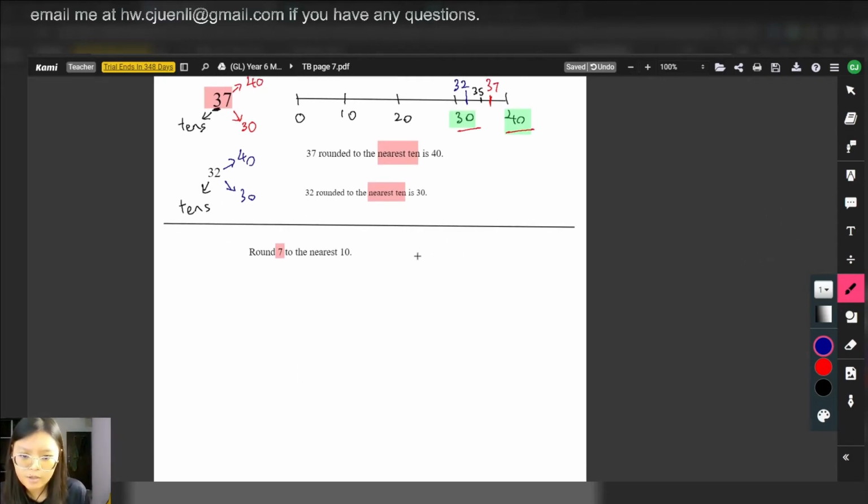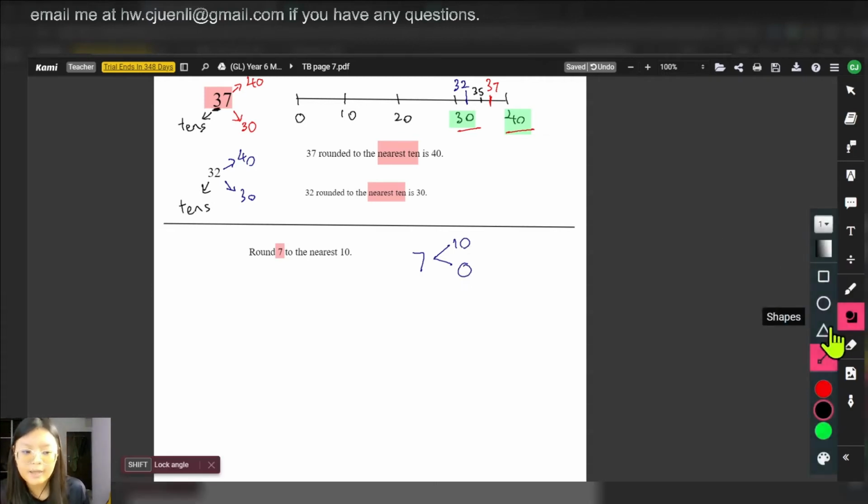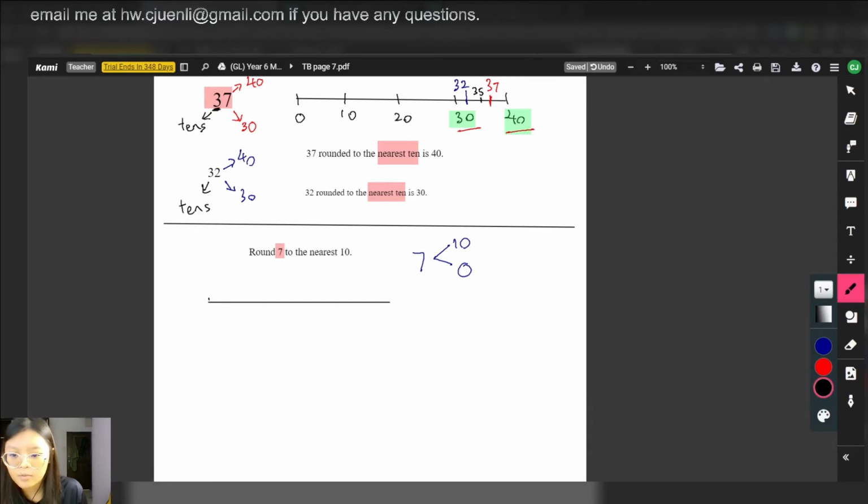So let us write 7 over here. 7 we have, 10 if it goes bigger, and we also have 0. So again, we're going to draw a number line, a very simple short number line for you to see. We start at 0, right? Start and 10. 0 and 10. And in between 0 and 10, we have 5. Now let us put in our number 7, which is around here.